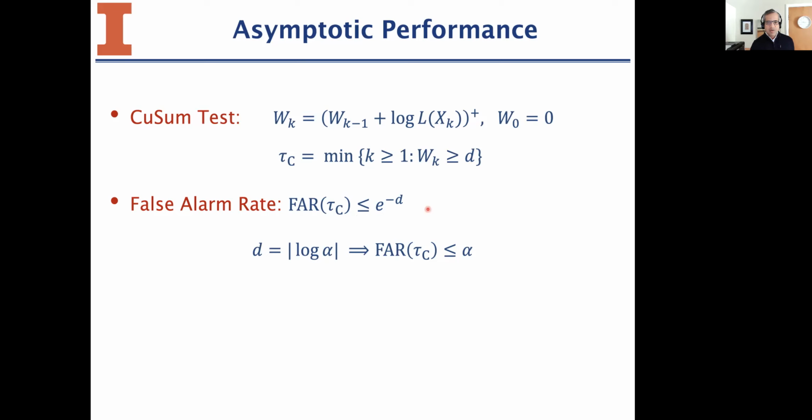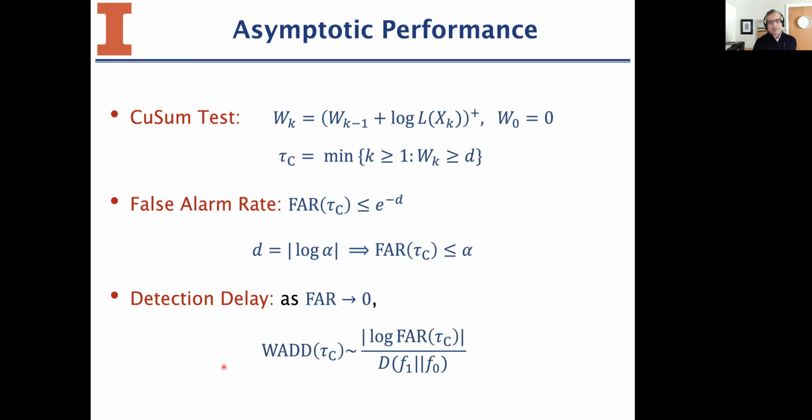And you can actually show quite easily for the Q-sum test that the false alarm rate is bounded exponentially, like e to the minus the threshold. So if you set the threshold equal to log of 1 over alpha, then the false alarm rate is guaranteed to be less than or equal to alpha. And notice that this is not really a function even of the distribution of the observations. So that's another advantage of the Q-sum algorithm.